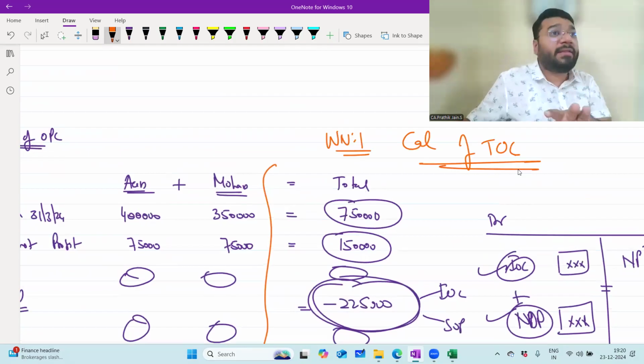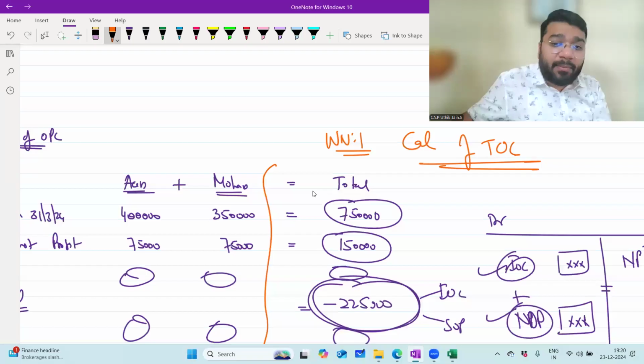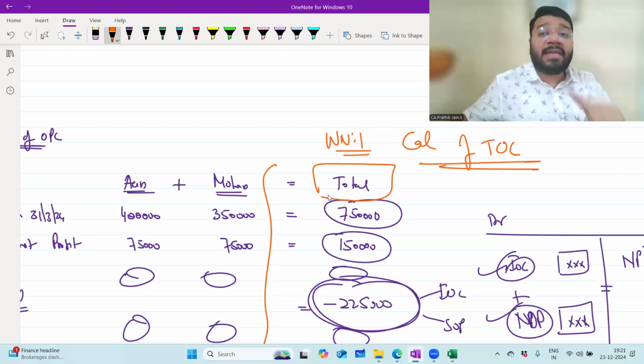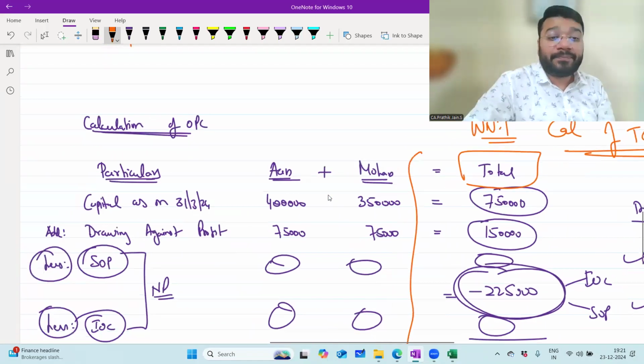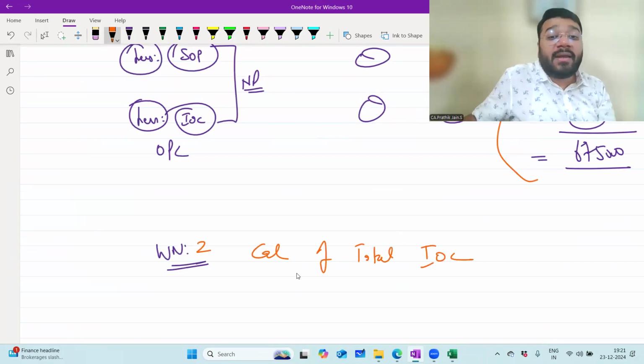Do it separately. Don't do it like this. Here I did it together to make you understand the concept. But in the exam, you can do this entire tabular column separately, and the heading will be Working note 1, calculation of total opening capital. Now, working note number 2, calculation of total interest on capital.